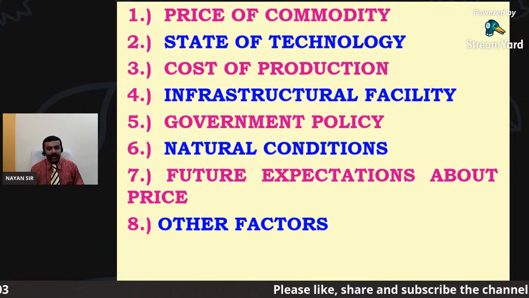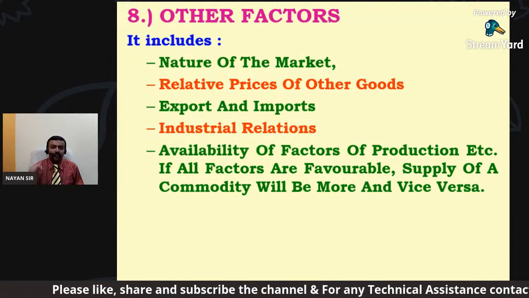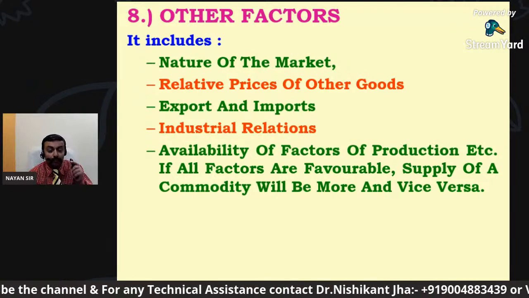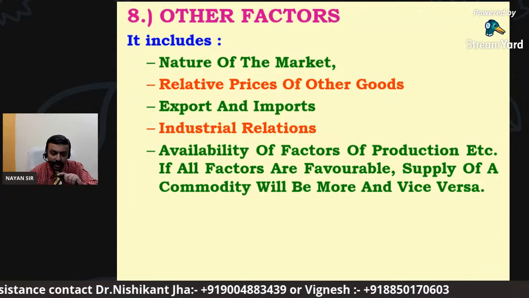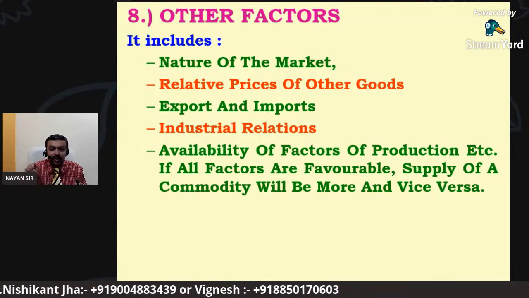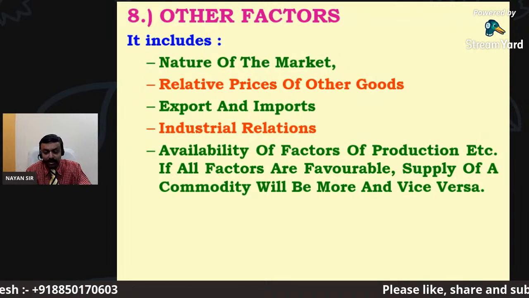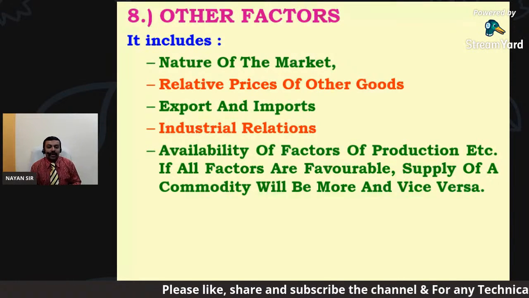Other factors are there, friends, which I will flash on your screen. This includes nature of market, written on your screen. I'll read a little bit closer. Relative prices of other goods, exports and imports, industrial relations, availability of factors of production, etc. If all the factors are favorable, supply of the commodity is more, and it is vice versa.